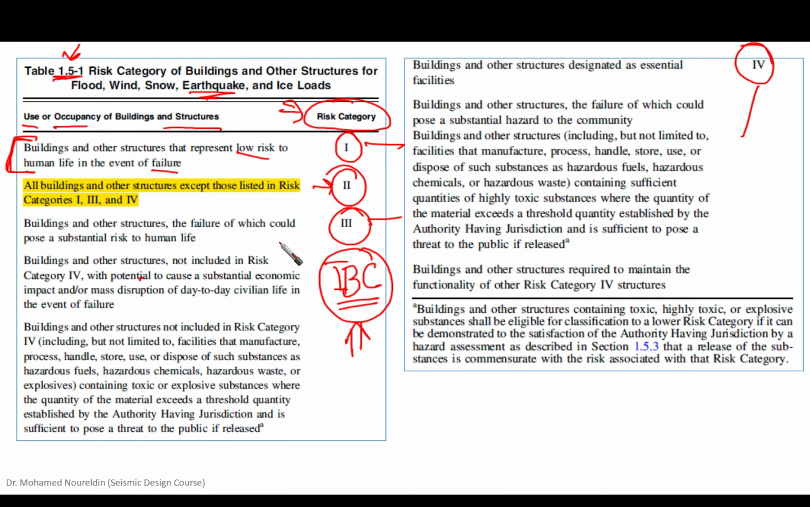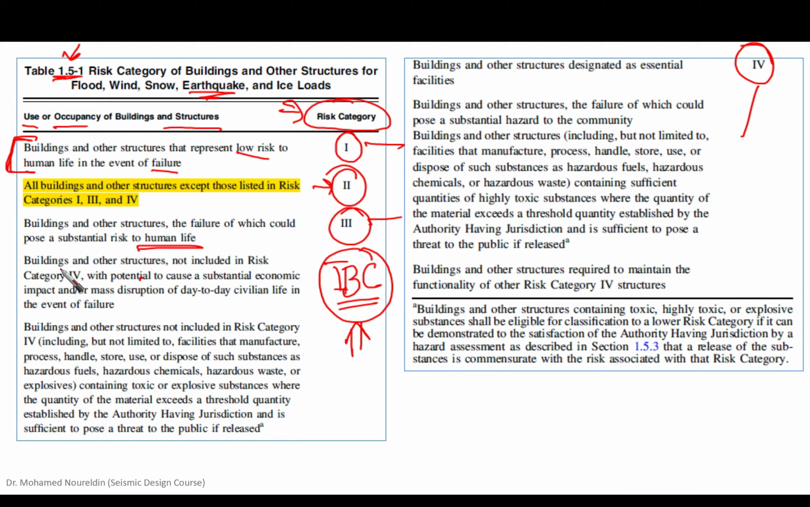Let's talk about risk category 3. Buildings and other structures, the failure of which could pose a substantial risk to human life, whenever there is hazardous material, for example, in one building that would pose a substantial risk to human life. This is considered risk category 3. We're going to take some examples, and you're going to find that it is based on the structure and its use, so it is going to be clarified for us using some examples.